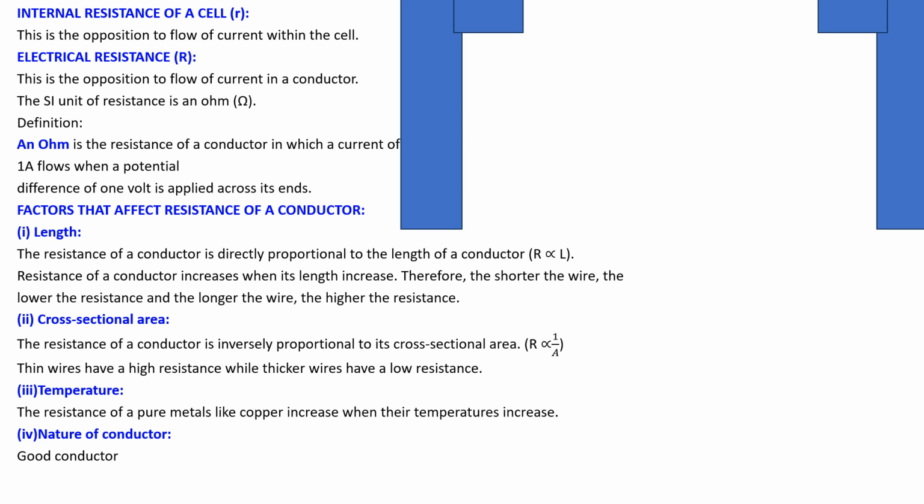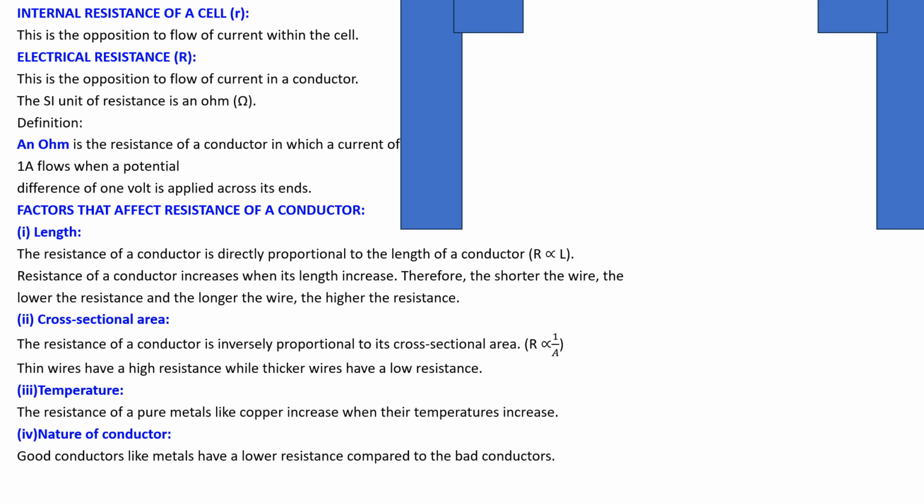Nature of the material: good conductors. These are materials that allow electricity or heat to flow through them. And the nature here is that they have low resistance compared to bad conductors. Why? Well, they have free mobile electrons, and what brings current is the presence of free mobile electrons, once they are not interfered with.